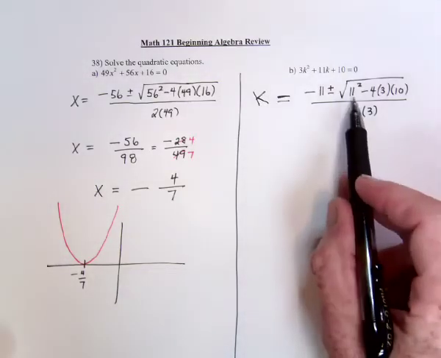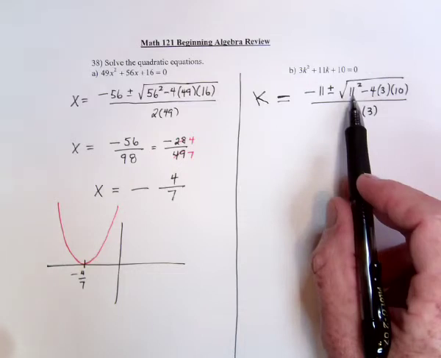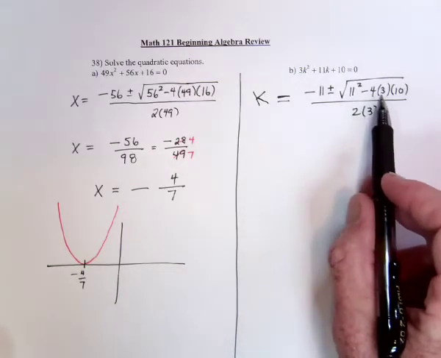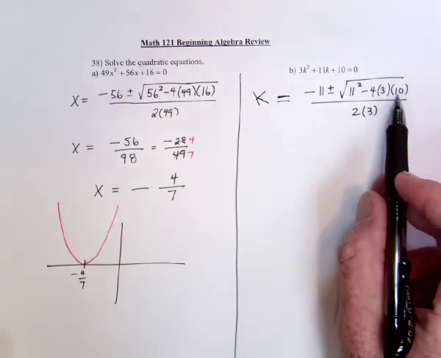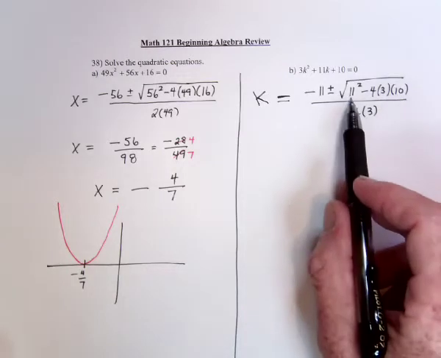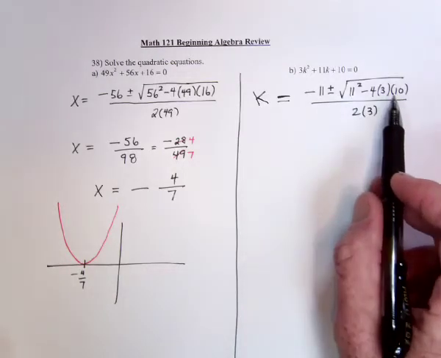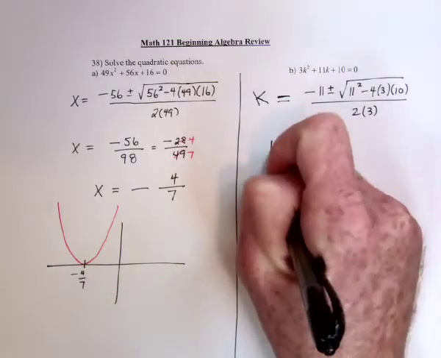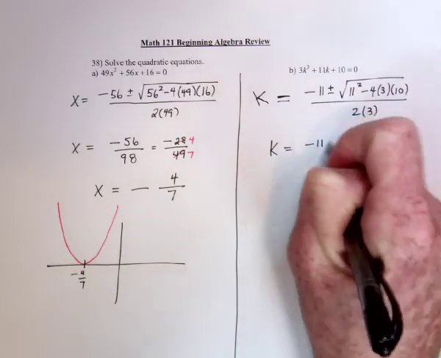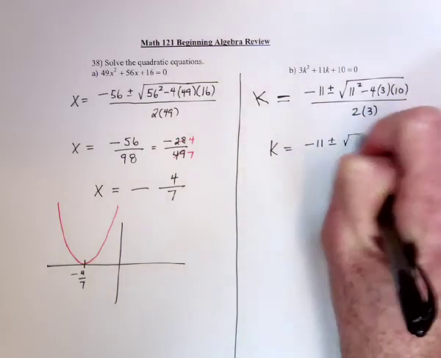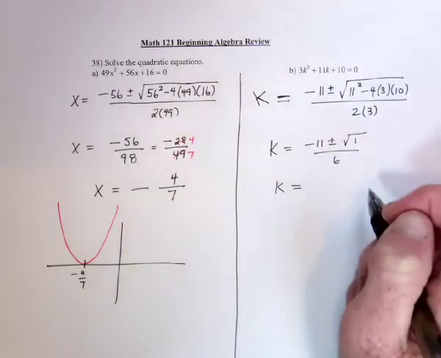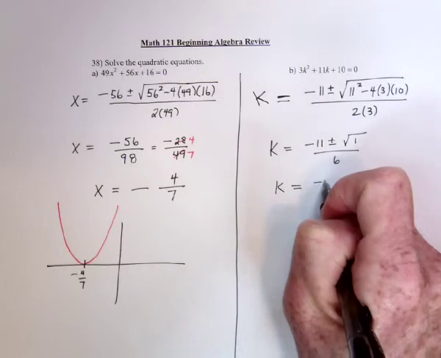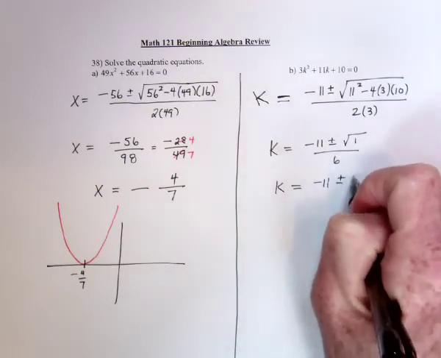So can I do this without a calculator? Let's see, 11 squared is 121. This would be a 12, and a 12 times 10 is 120. So we've got 121 minus 120, that's a 1. And then it's the square root of 1, so that's just 1. Nice. At first these look like they're going to be a little bit scary, but they're not at all.